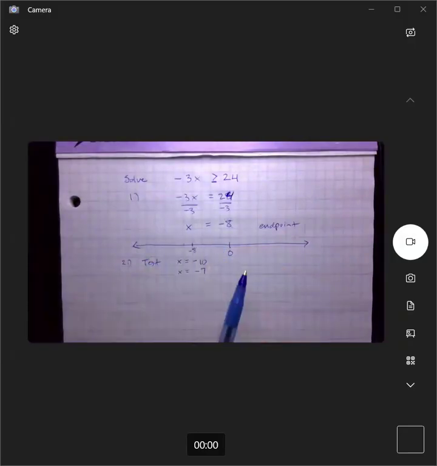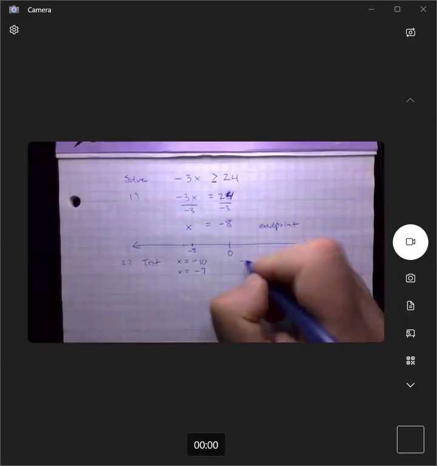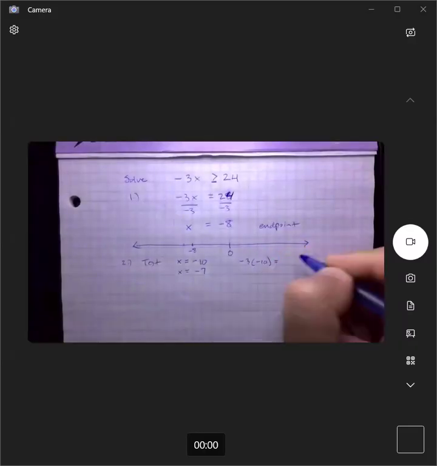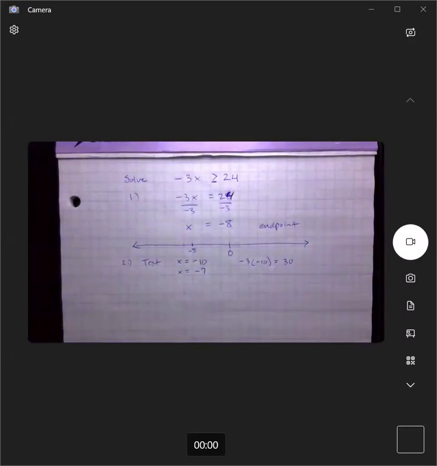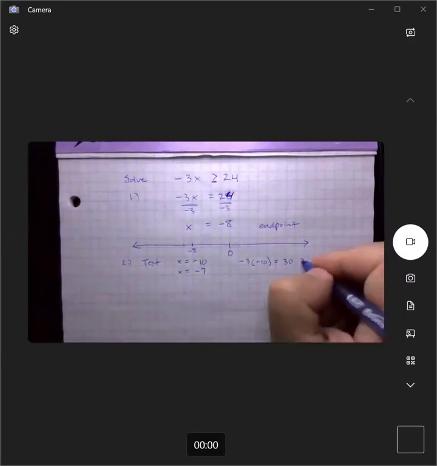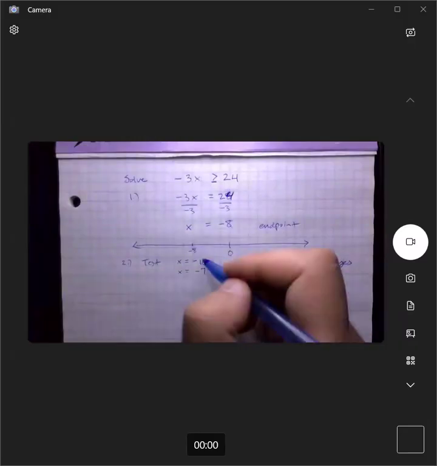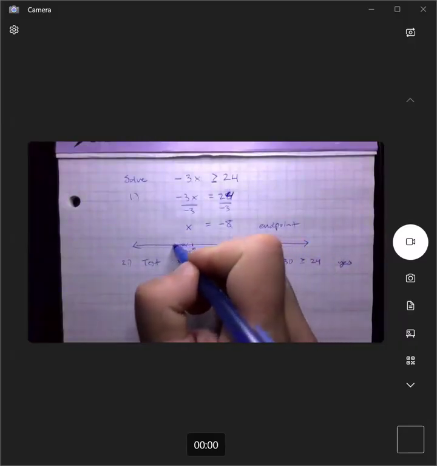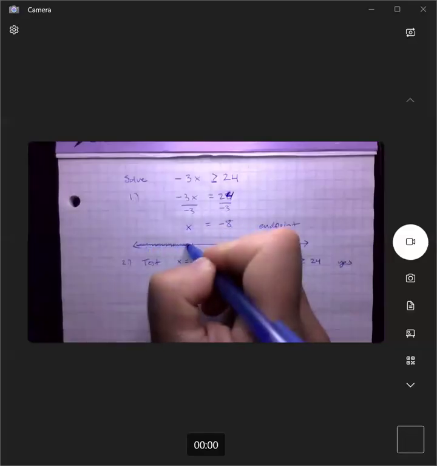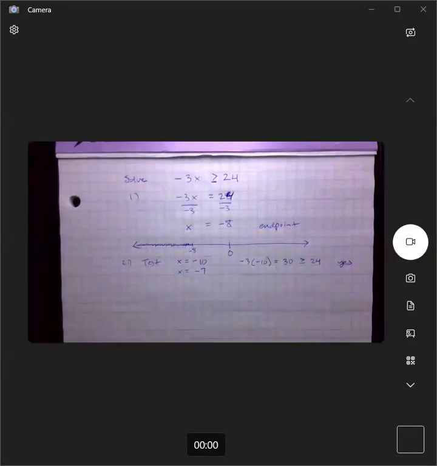I usually recommend picking the easiest point to test. And for me, 0 is usually pretty easy. And -10 is a little bit easier than -9 because I can do arithmetic in my head with -10 a little bit easier. So we're going to have -3 times -10. That's +30. Okay. And yes, that is in fact greater than 24. That means everything to the left of -8 is in my solution set.